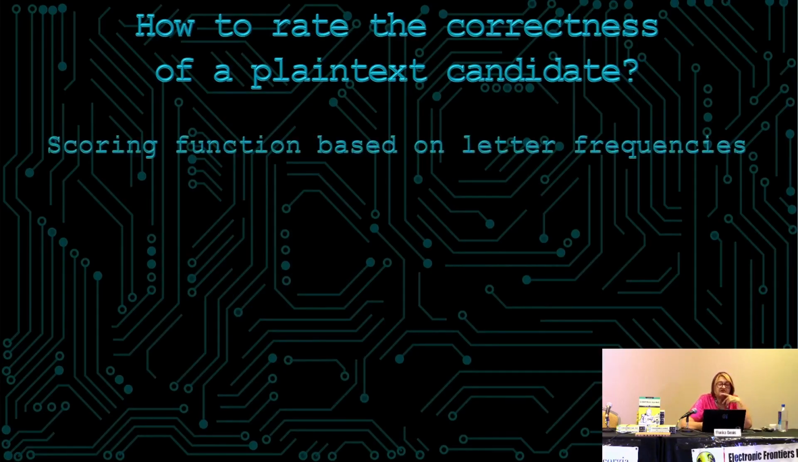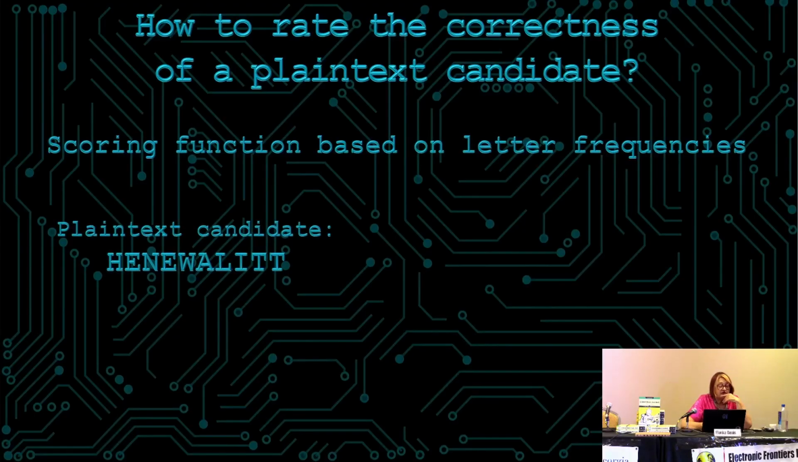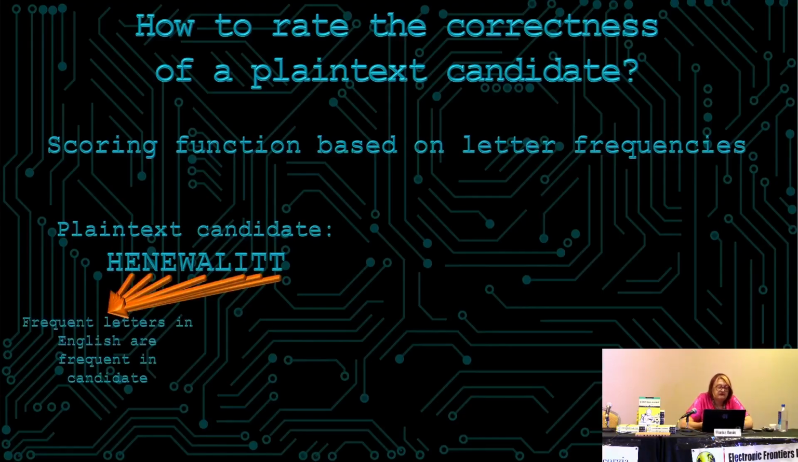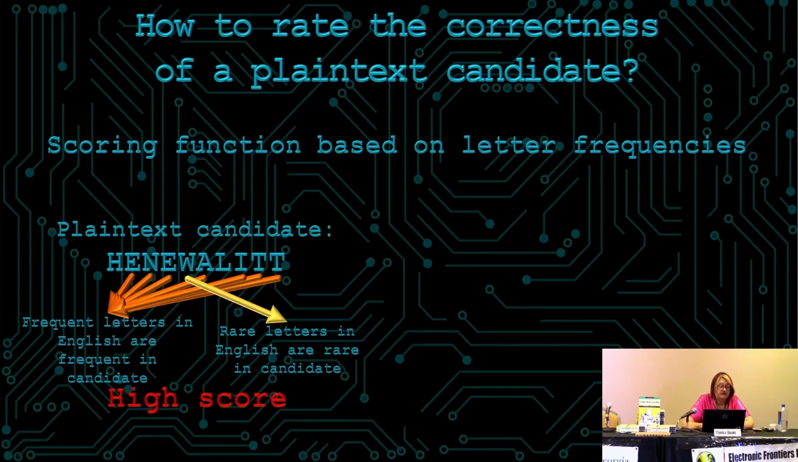So rating the correctness, I can see, how do you rate the correctness? Well, we base it on letter frequencies. So in this case, we had a plain text candidate, and looking at it again, our brains can look at it, it's almost sort of like English, because we can tell that the frequent letters in English are frequent in this candidate. And the rare letters in English are rare in this candidate. So we have E's and A's, not so many W's and Q's and Z's. So that would be a high score.